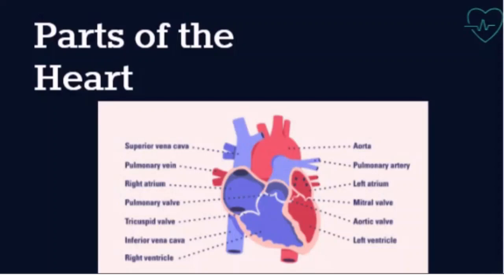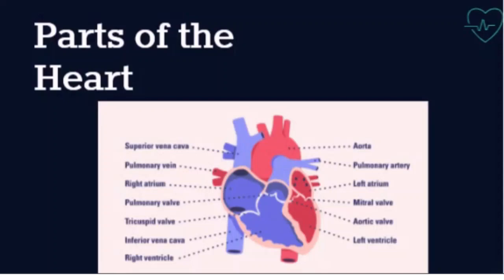So we have 4 valves in the heart. We have the mitral valve or bicuspid valve, the tricuspid valve, the aortic semilunar valve, and the pulmonary semilunar valve. The mitral valve or the bicuspid valve is the valve present between the left atrium and ventricle, and it's called the bicuspid valve because it has 2 cusps. The tricuspid valve has 3 cusps and it's present between the right atrium and the right ventricle.